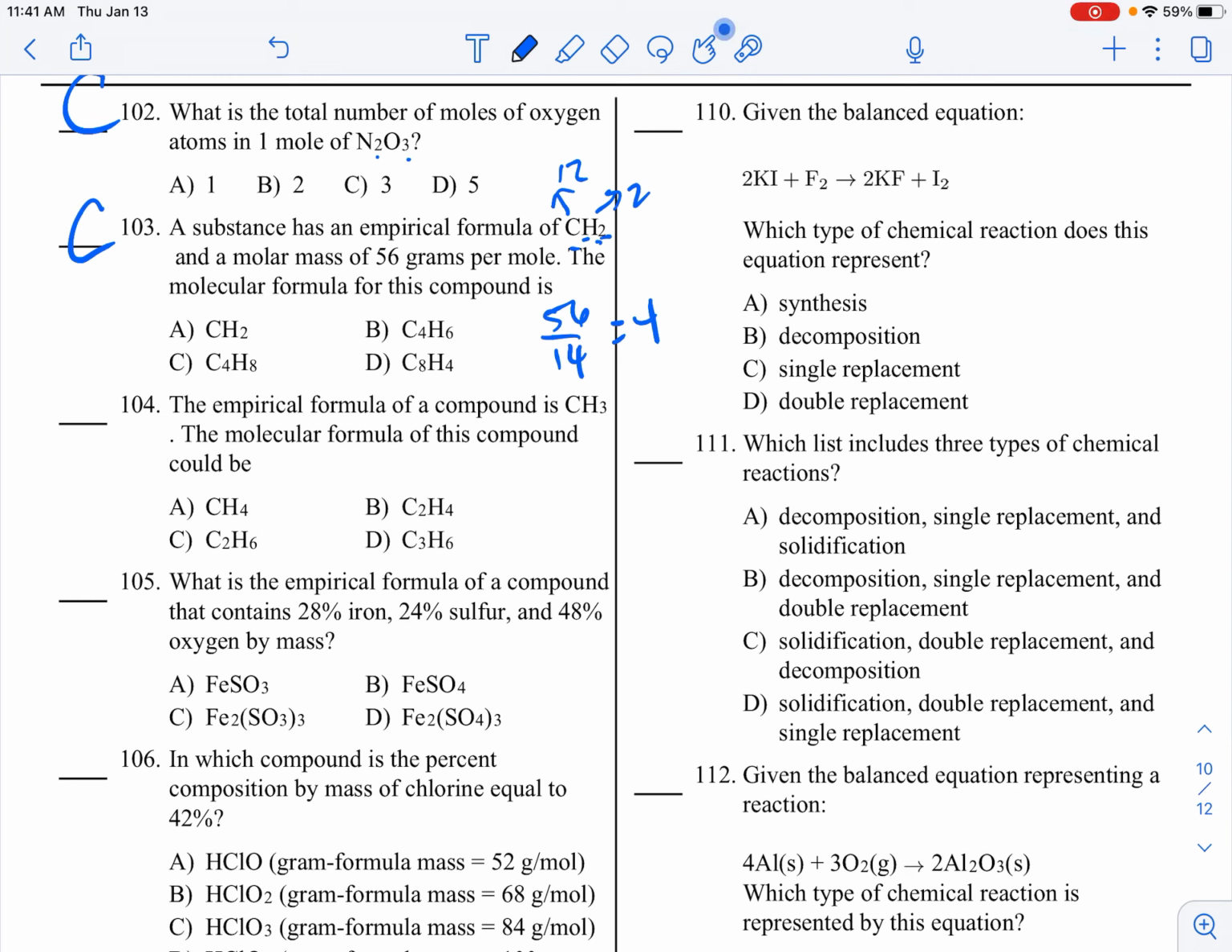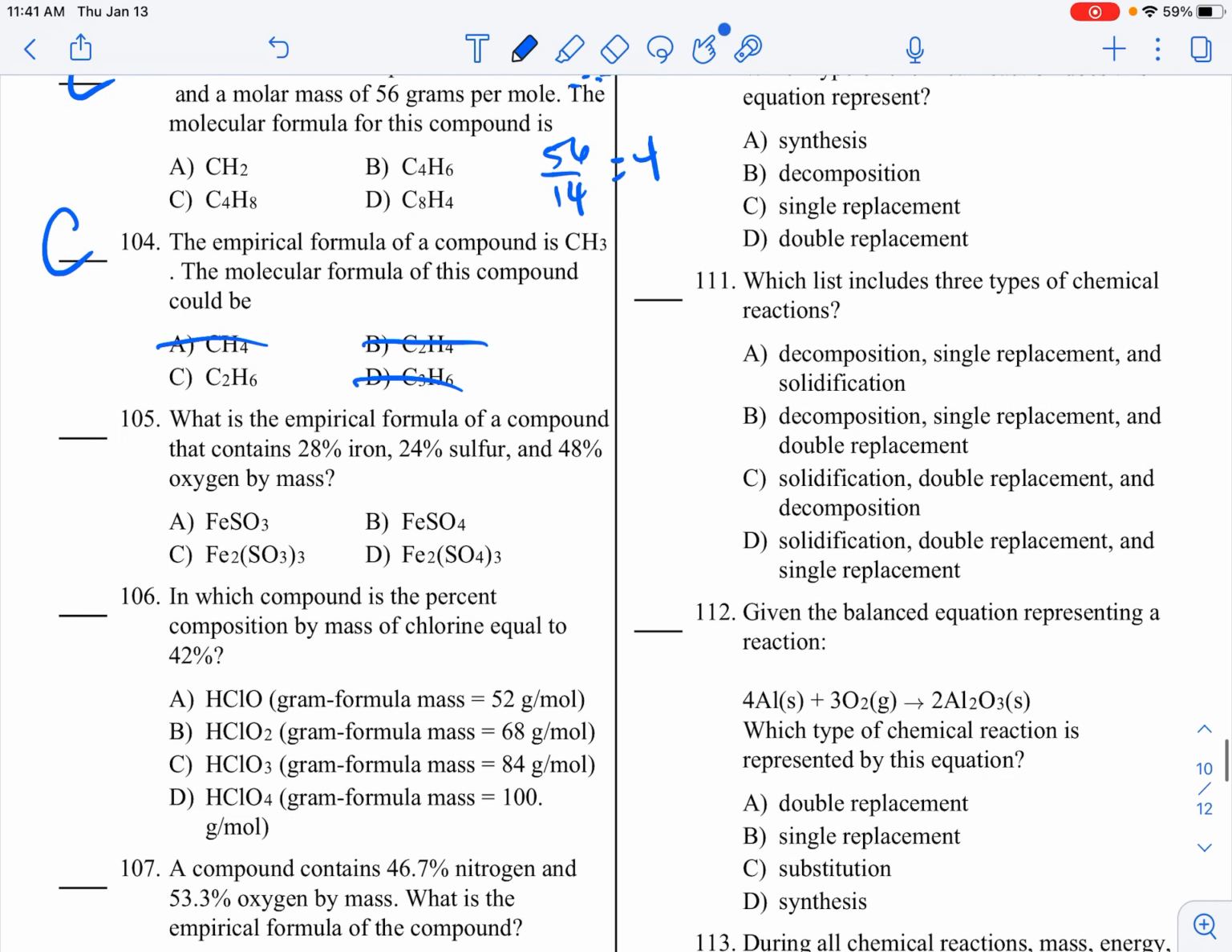The empirical formula is CH3. What is a possible molecular formula? So we want a 1 to 3 ratio. This is a 1 to 4 ratio. This is a 1 to 2 ratio. This is a 1 to 3 ratio. So it's a C there. This is a 1 to 2 ratio. What is the empirical formula?